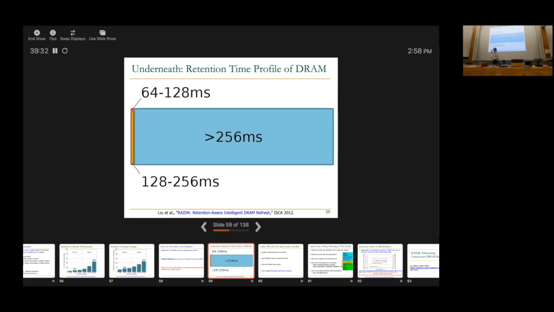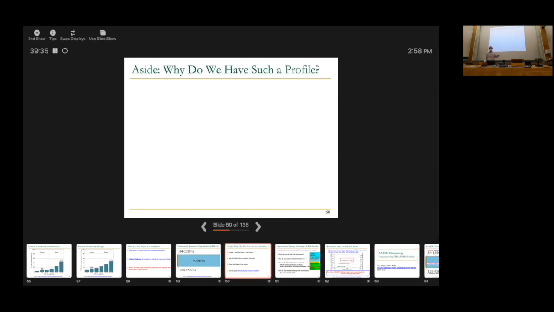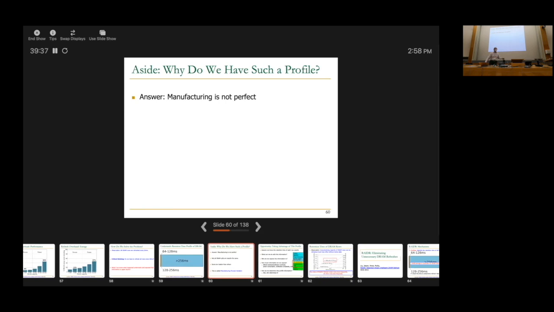This is a physical phenomenon. Why do we have such a profile? Because manufacturing is not perfect, basically. You have all these cells, tens of thousands of rows. Not all cells are exactly the same. Some of them are much leakier than others, and some of them are much stronger than others. And this is called manufacturing process variation. This happens in every manufacturing. If you manufacture cell phones, not everything is exactly the same. There are some differences between them. If you manufacture cars, there are some differences, basically. It's not perfect. Manufacturing is not perfect.